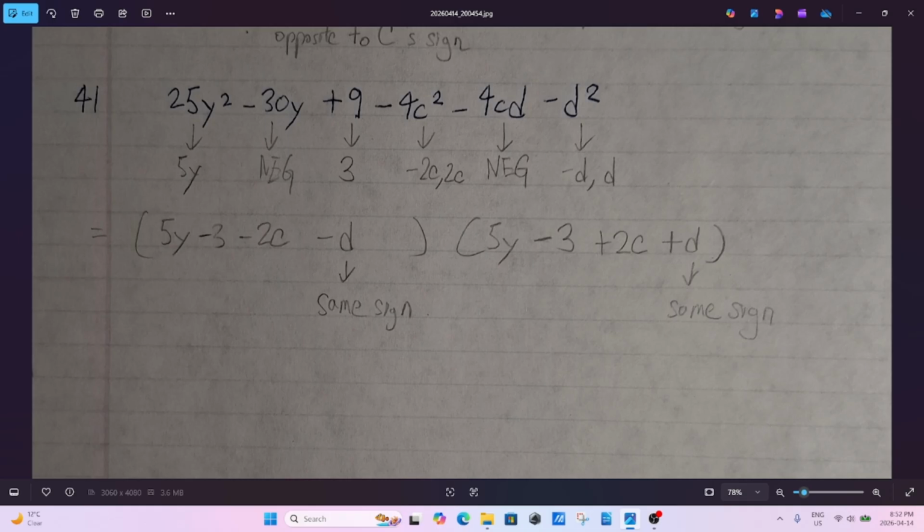And if we do that, we get negative d times positive 2c, and we get positive d times negative 2c to give us negative 4cd. So that's why that's the answer.